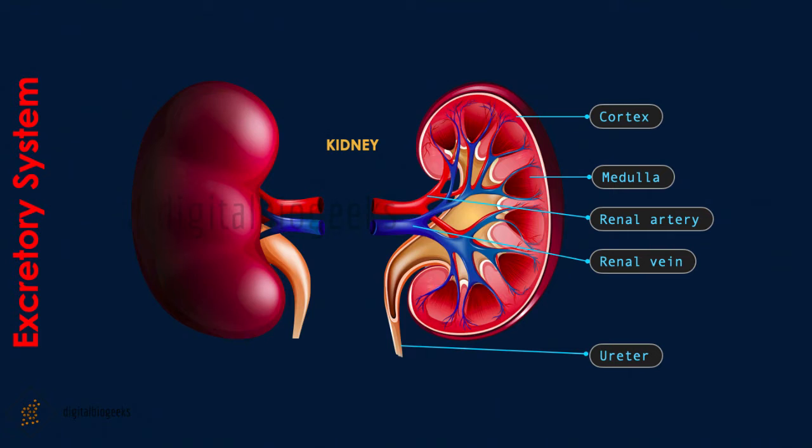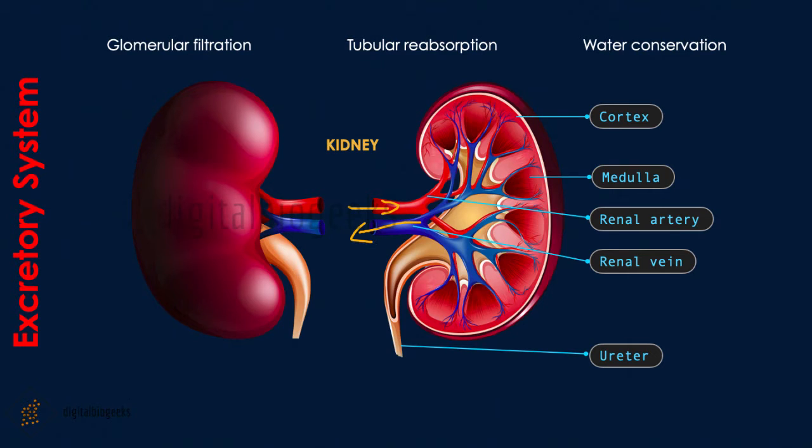Kidneys are a pair of bean-shaped organs on either side of the spine. The urea released by the liver through the bloodstream reaches the kidneys. The filtration in the kidney is done by three processes: glomerular filtration, tubular reabsorption, and water conservation. Blood enters the kidney through the renal artery and leaves through the renal vein.